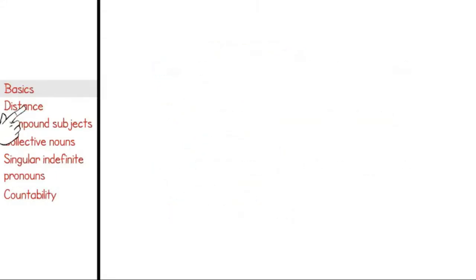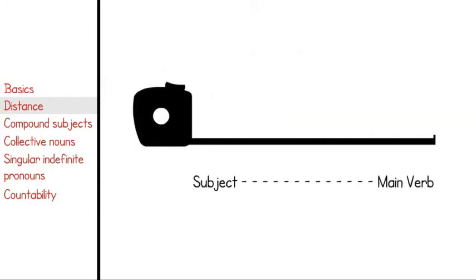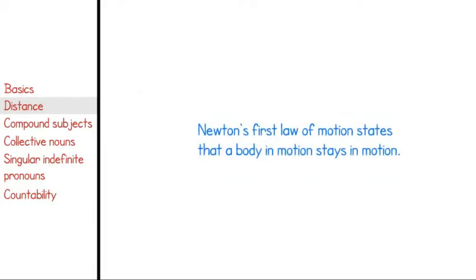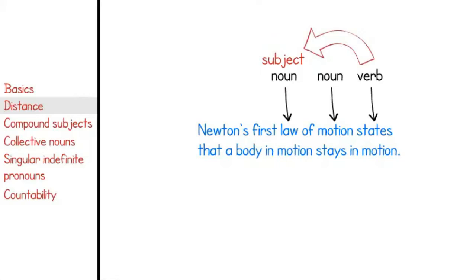One of the most common challenges is the distance between the subject and the main verb. For example, Newton's first law of motion states that a body in motion stays in motion. In this sentence, even though the noun motion is closer to the main verb states, the subject is the noun law, which appears earlier in the sentence. Sometimes you need to look back in the sentence to identify the subject. Don't assume that the subject is the noun just before the verb. If you find it hard to identify main verbs and subjects, try the exercises below.